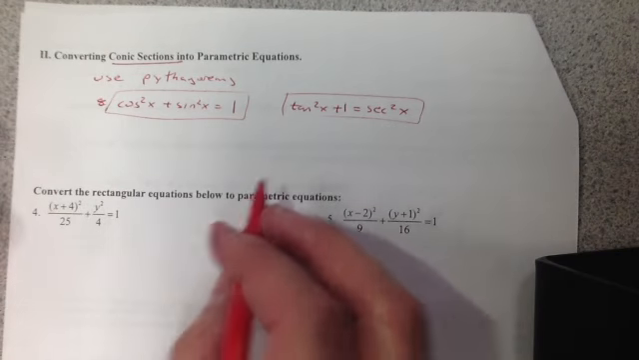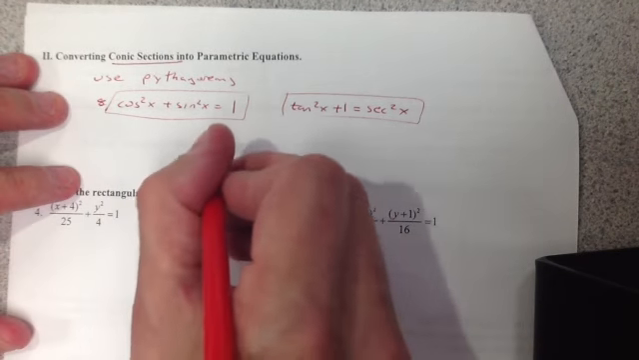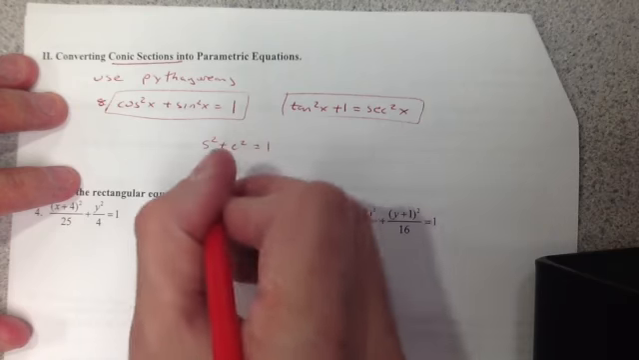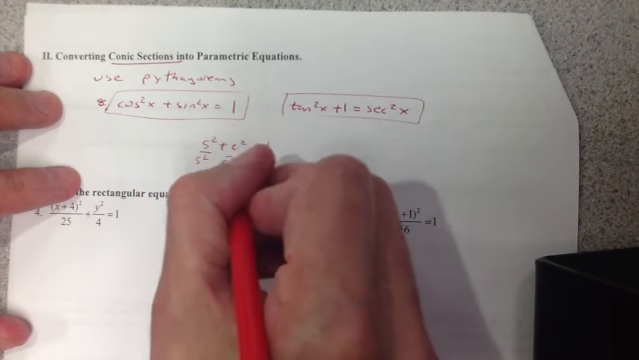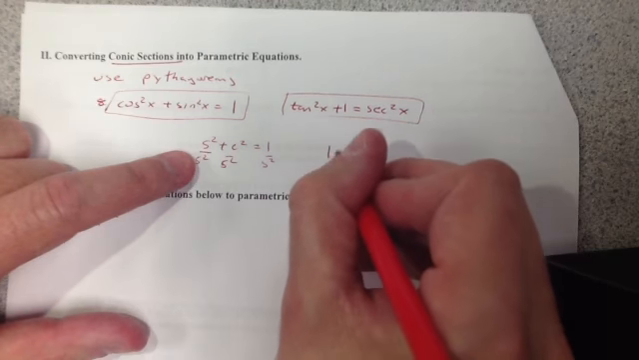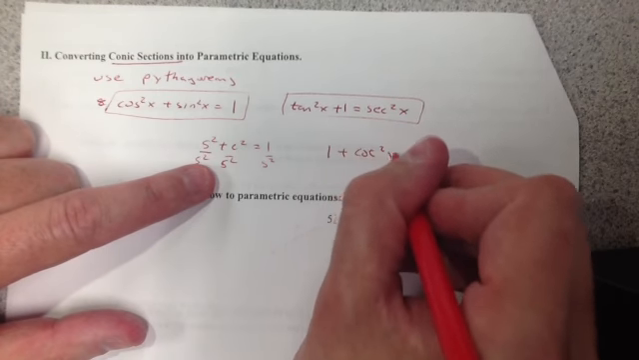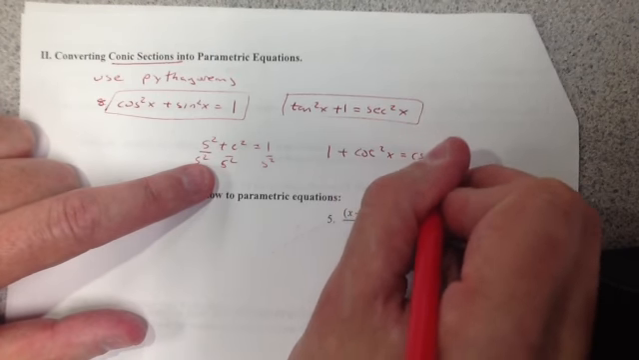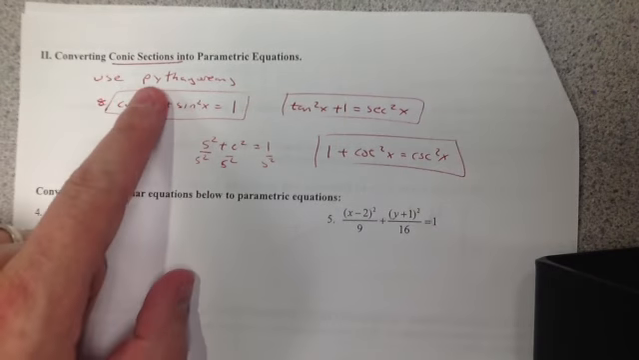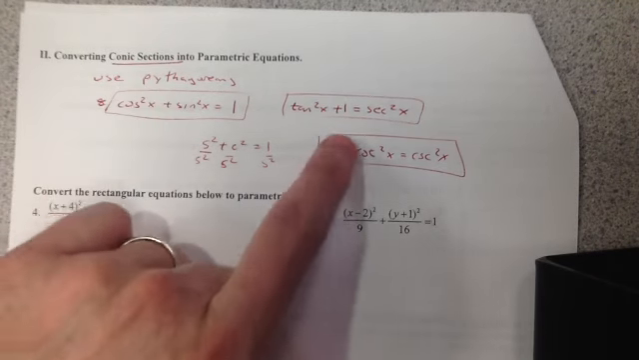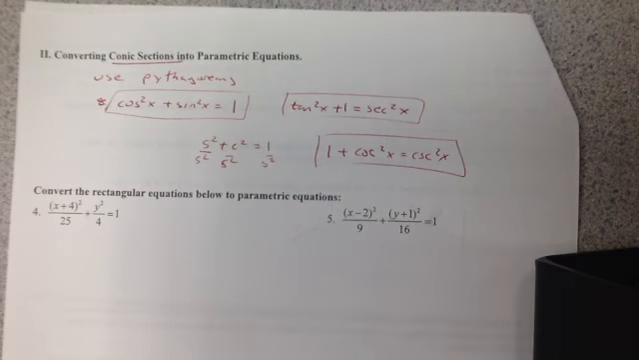And we have another one, and if you can't remember how to get them, remember sine squared plus cosine squared equals 1. If I want to get cotangent, divide everything by sine squared. Sine squared, sine squared, and that's going to give me 1 plus cotangent squared of x equals cosecant squared of x. So for anything with conic sections, we're going to use our Pythagoreans.